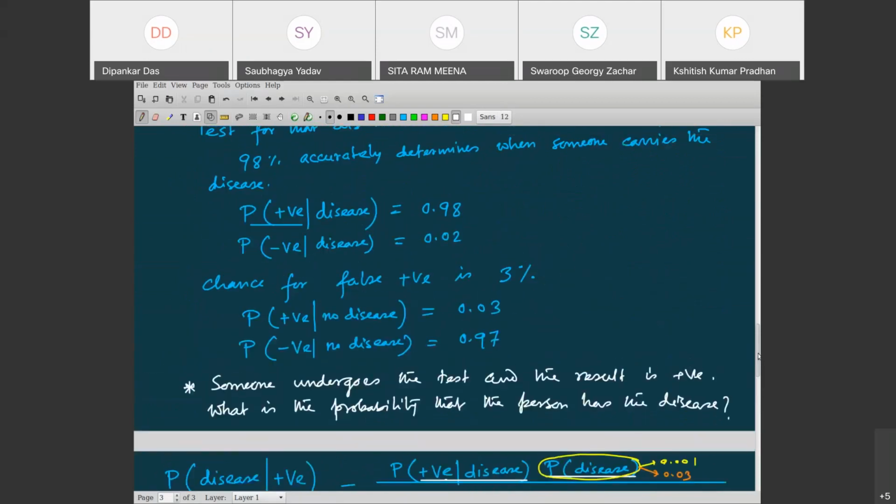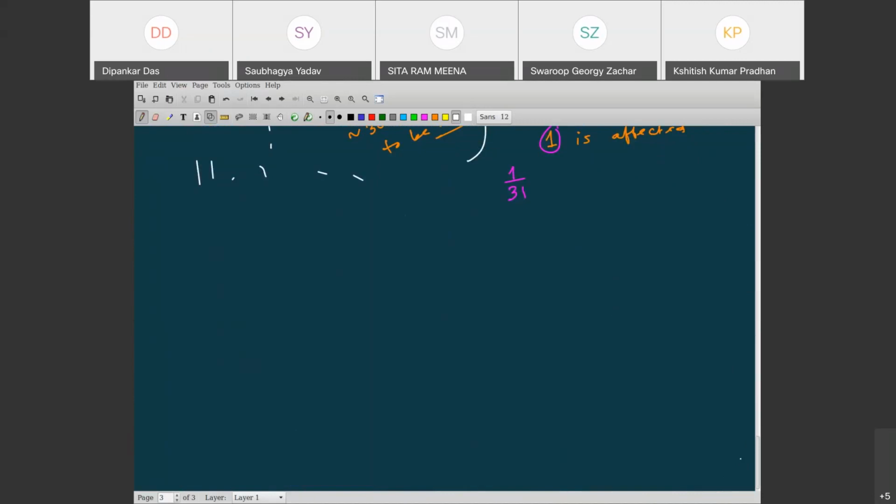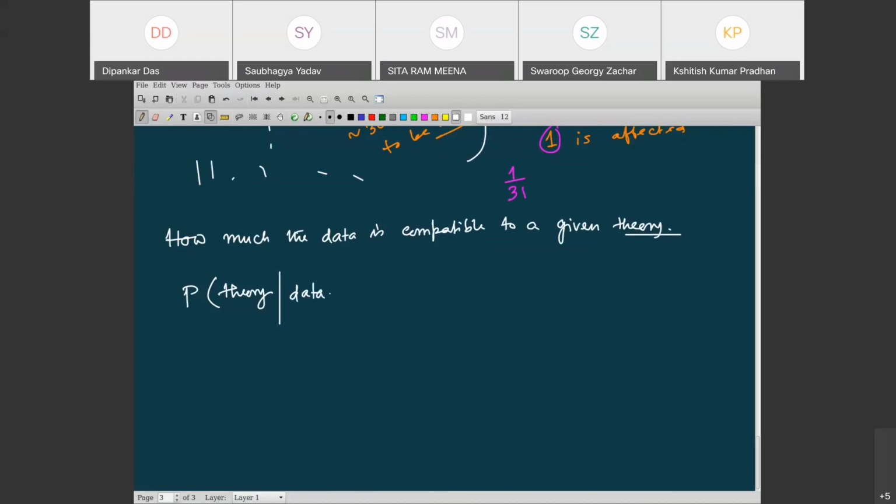So you remember that our ultimate goal is, given a theory and given data, to know how much the data is compatible with the given theory. So what you actually need to find out is the probability of a theory being true given the data that you observe.